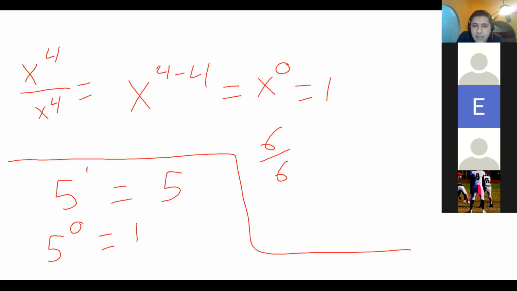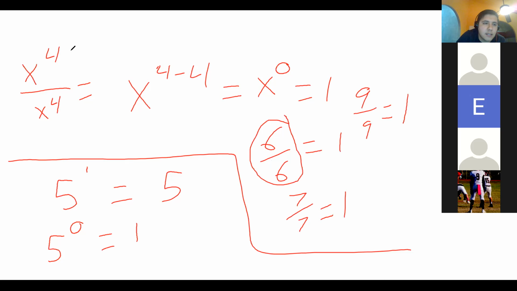If we do 6 divided by 6, what's the answer there? That's 1, isn't it? 1, right? Anything divided by itself is 1. So 7 divided by 7 is 1. 9 divided by 9 is 1. So that's the exact same thing that you see here. 6 divided by 6 is the same thing we have here. If the numerator and the denominator are the same, the answer is going to be 1. So that's where we get the 0 being equal to 1.